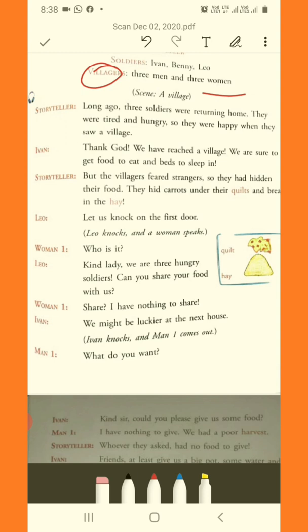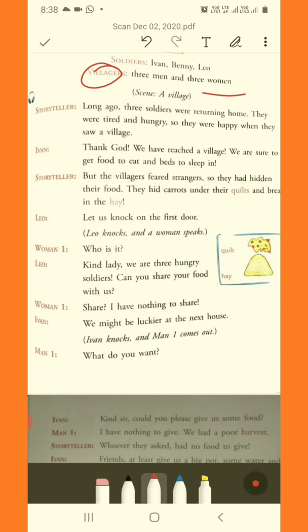Okay. Now the first soldier speaks, Ivan. What does he say? Thank God, we have reached a village. We are sure to get food and beds to sleep in. So Ivan thinks, oh, thank goodness. Finally, we reached a village. Now we'll surely get some food to eat and beds to sleep in.